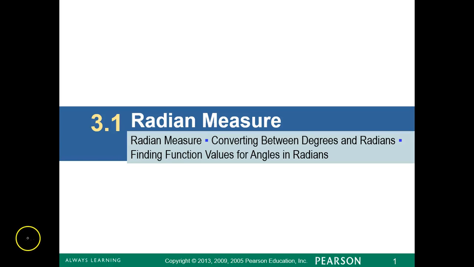We're going to be looking at something called radian measures. So far we've been doing everything in degrees in your calculator. I've been telling you to put it in degree mode over and over, but this time we're going to have a chance of putting our calculators in radians. The first thing we're going to do is look at what a radian measure is, and then we're going to look at converting between degrees and radians, and then we're going to find function values for angles that are in radians. So let's get started.